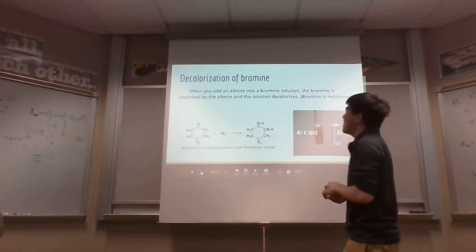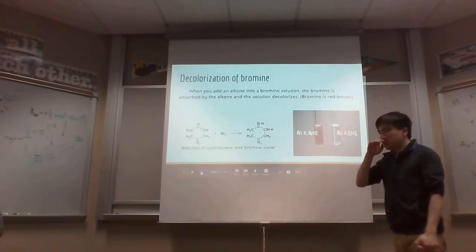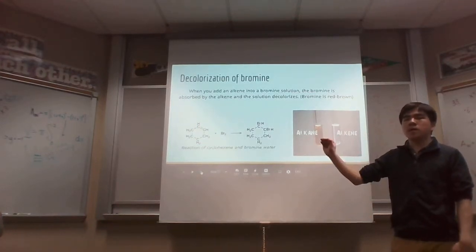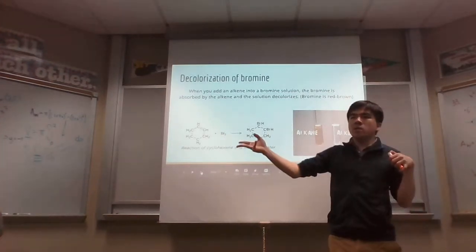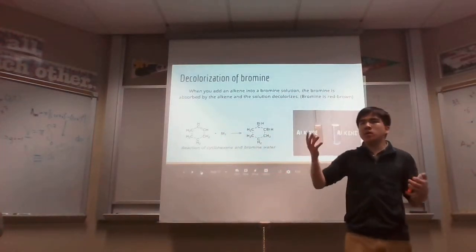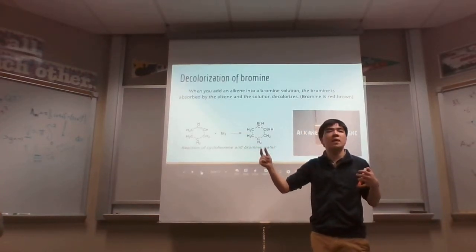You have to go by steps. Decolorization of bromine is an approach. So if you have an alkene, that means you have a double bond, right? So that means you can add bromine into it. Bromine, if you remember, naturally forms Br2. It's diatomic.